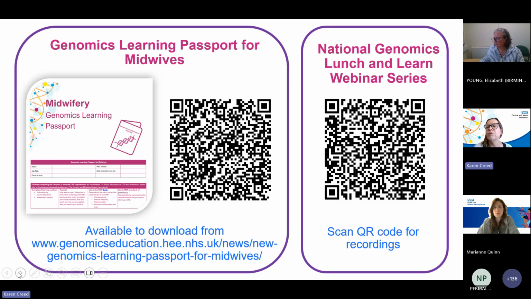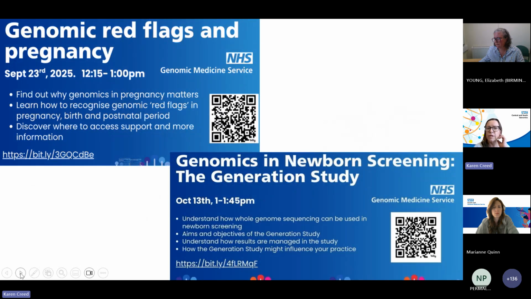We've also currently got a National Genomics Lunch and Learn webinar series taking place. That's the QR code there for the previous webinars, so you can go and catch up on those. The next two webinars coming up are one on genomic red flags in pregnancy, in September, and then an overview of the Generation Study, which is looking at genomics in newborn screening, in October. We're going to send these links out to anyone who registered for this webinar, but do sign up, and share the links with your colleagues, because some of these are relevant for all midwives, not just specialist midwives. In the Lunch and Learn series, we're focusing on the basics, really.